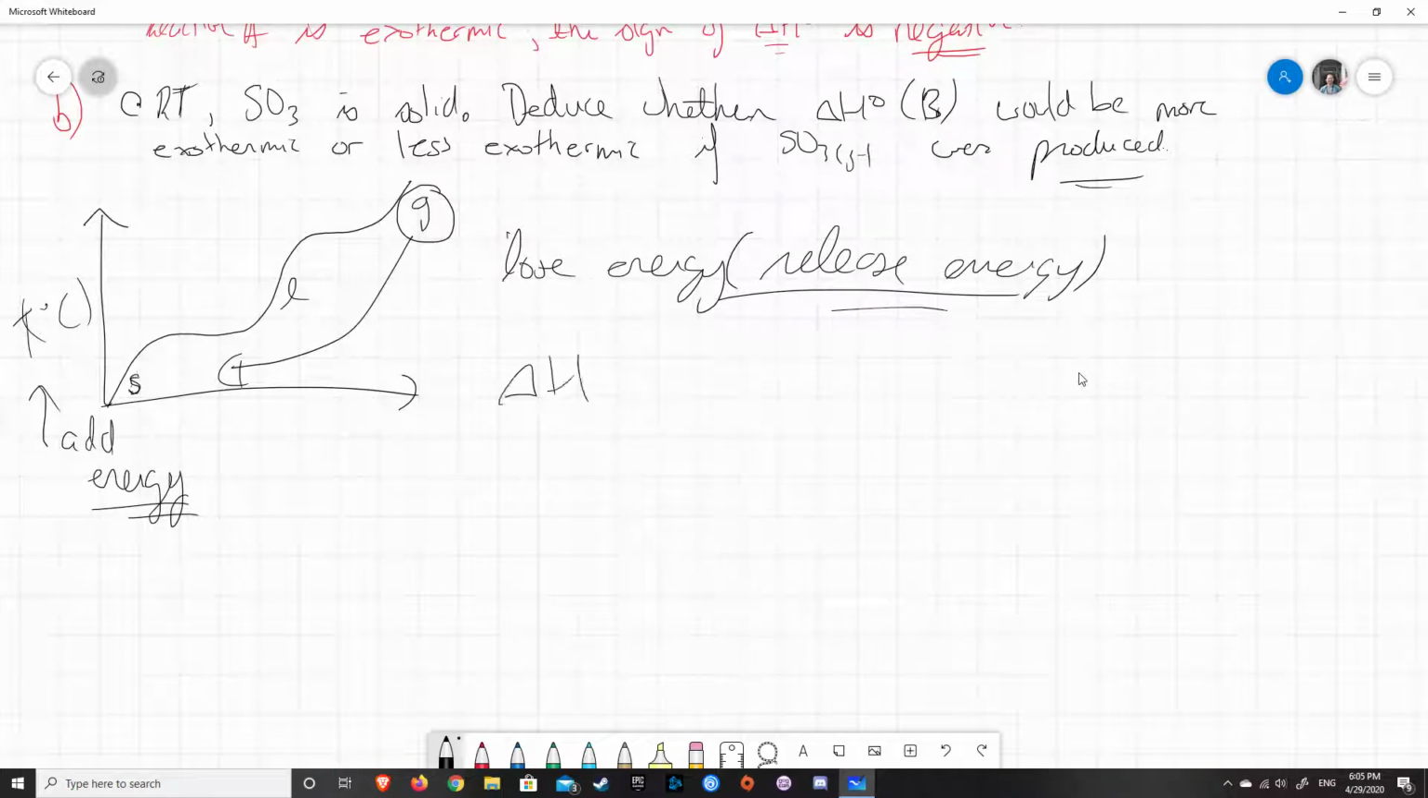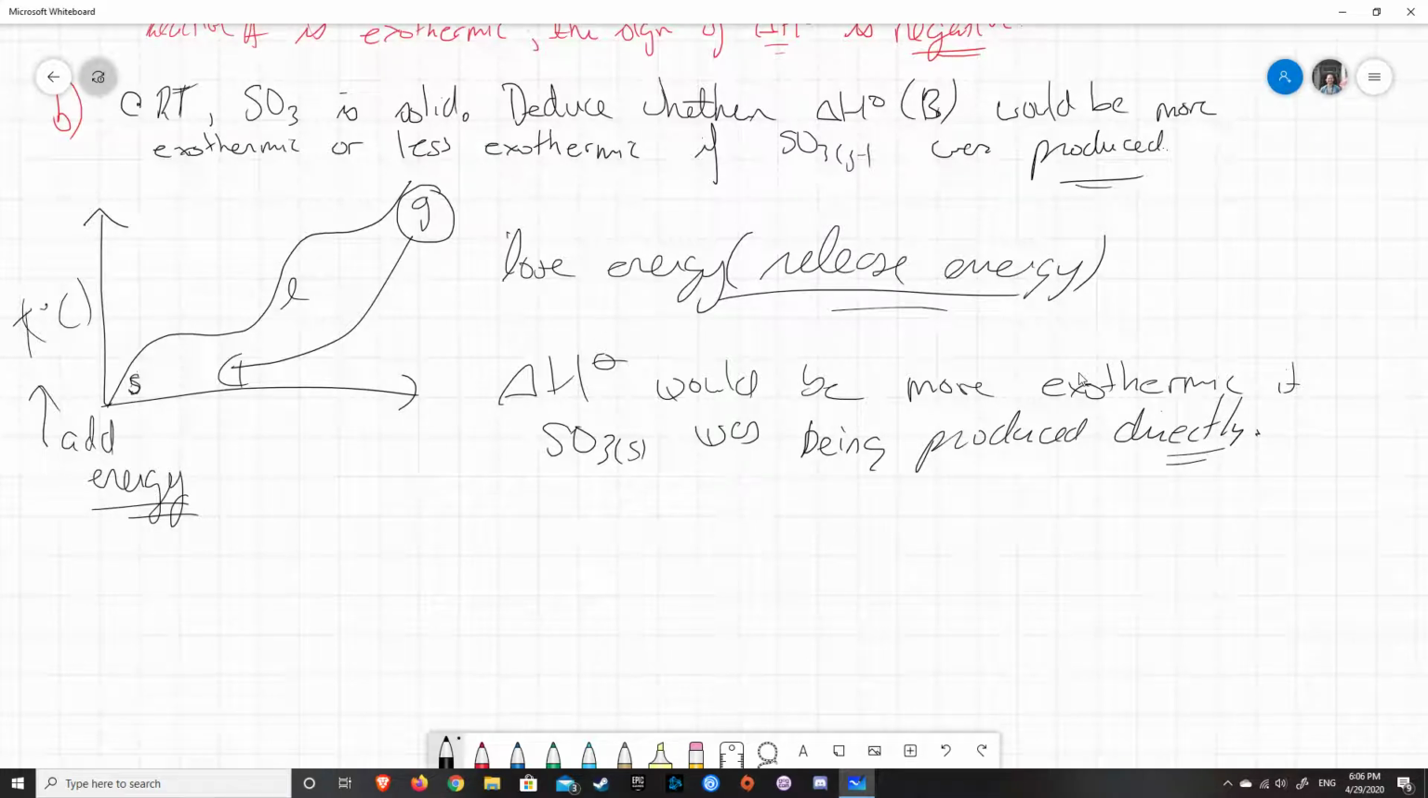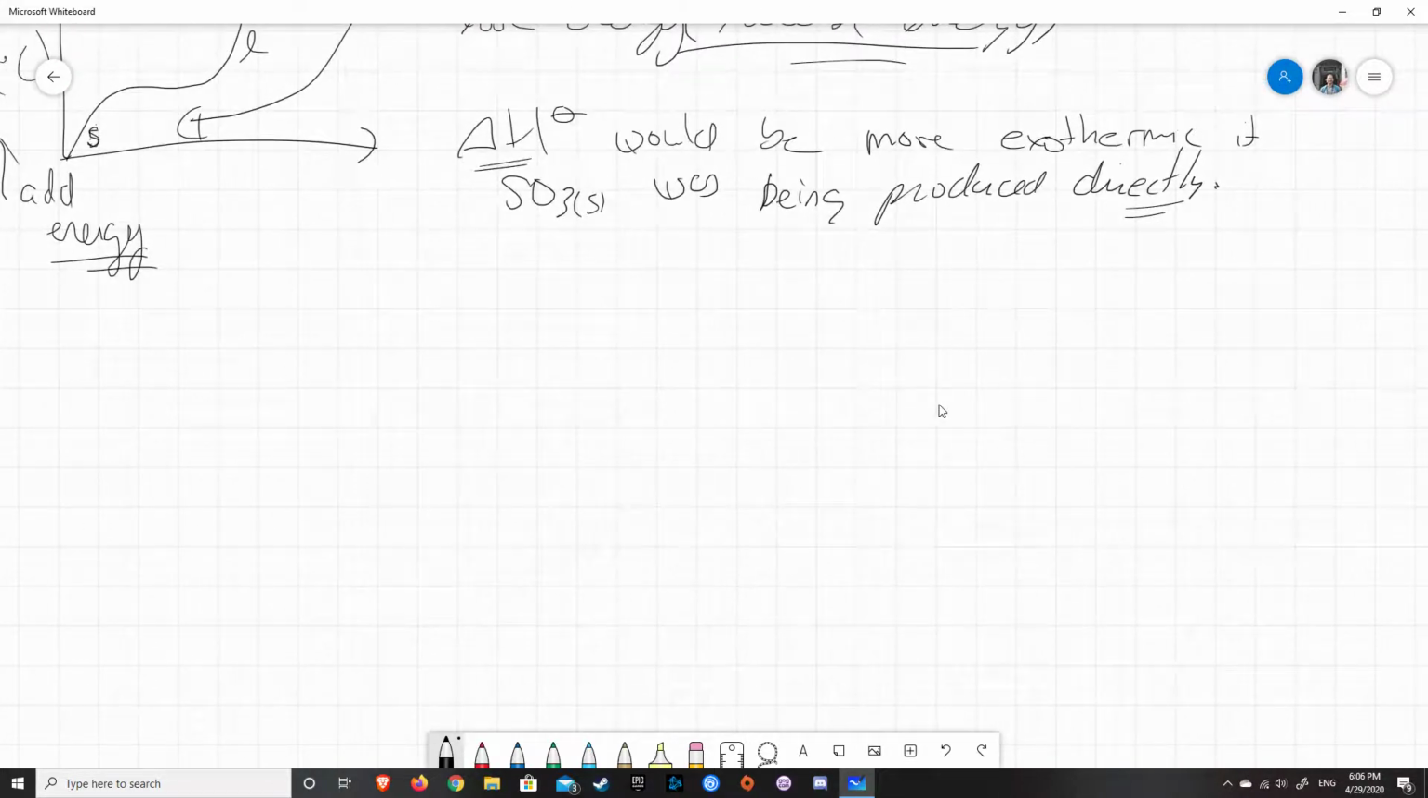So the delta H naught value would be more exothermic if SO3 solid was being produced directly. So SO3 would be, the delta H naught value of the reaction would be more negative. And then let's look at C. Let's finish off this question.